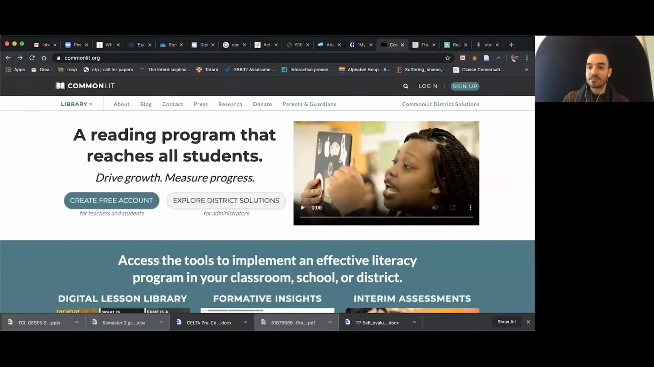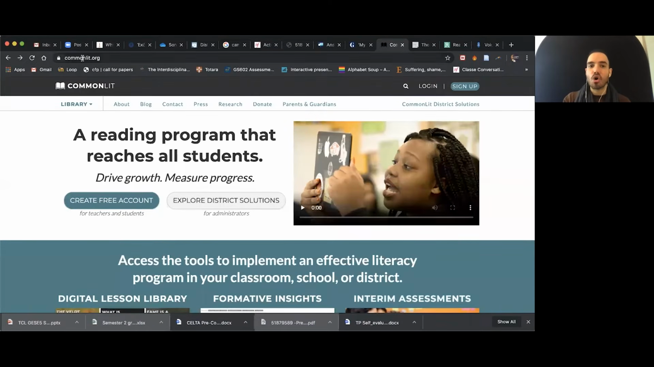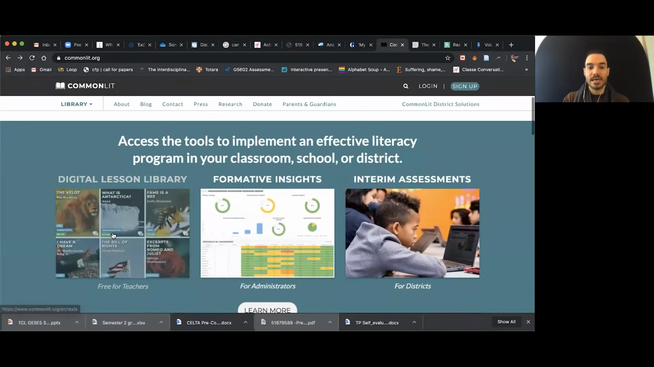We are here. This is my browser. You are looking at my screen now, at my computer. I wrote here commonleet.org. This is the website, and this is what I see. It says create free account. You don't have to. You can scroll down here, digital lesson library. You click on it.